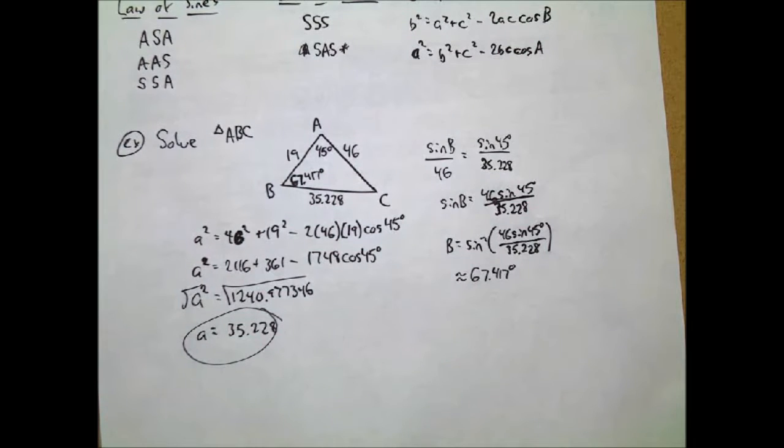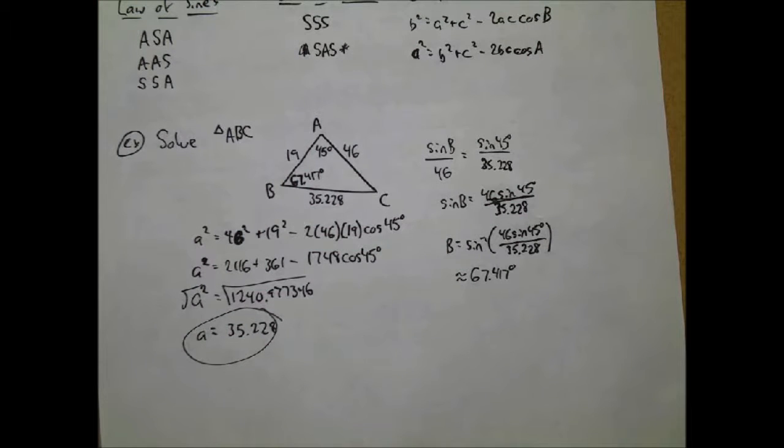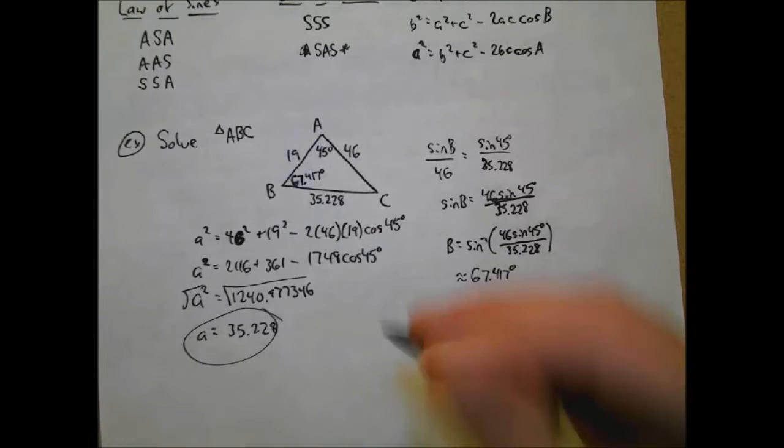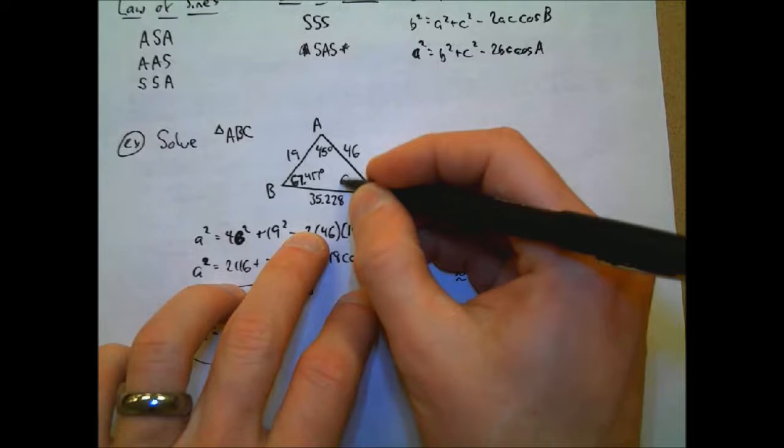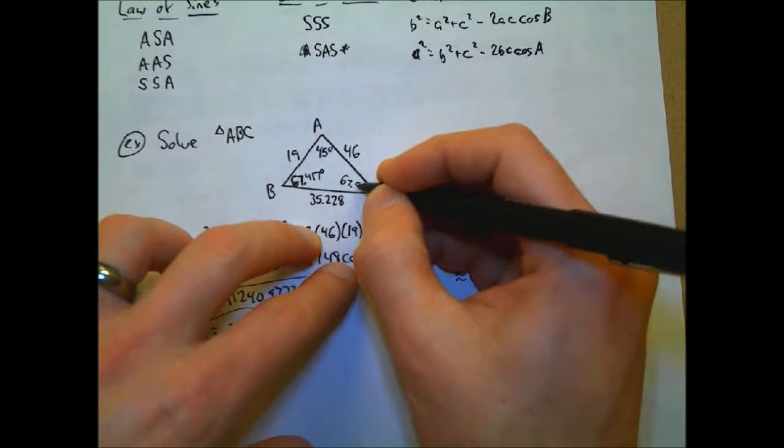And then do we need to use law of sines to find angle C? No, just subtract from 180, right? Make it easy on yourself. Don't do more work than you need to. Could you? Yeah, you could. But let's just subtract from 180. 67.583 is what I get there.